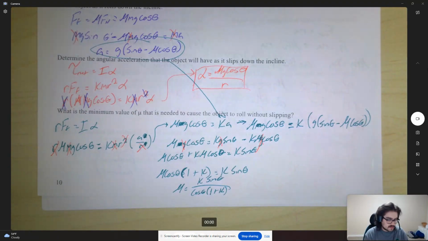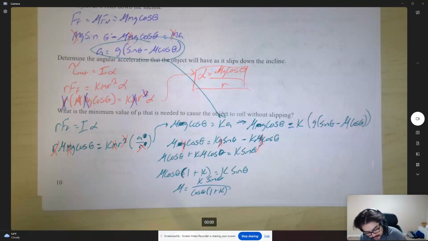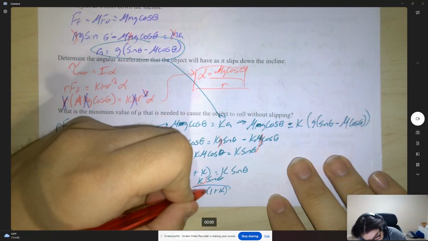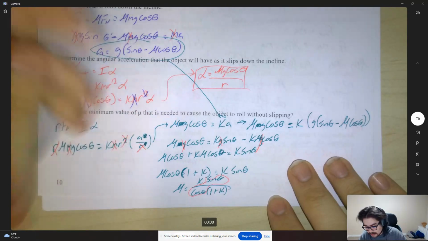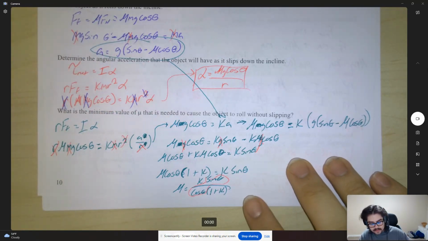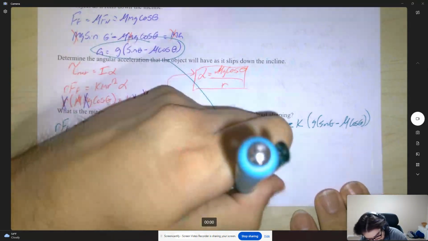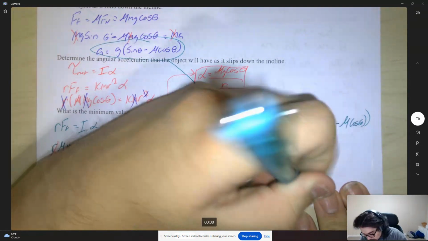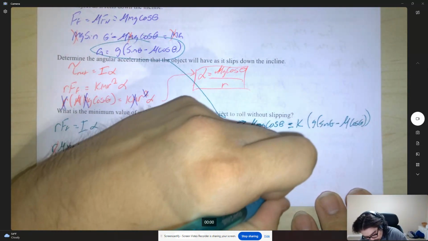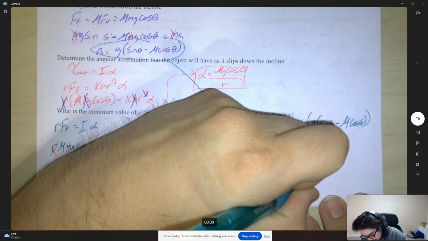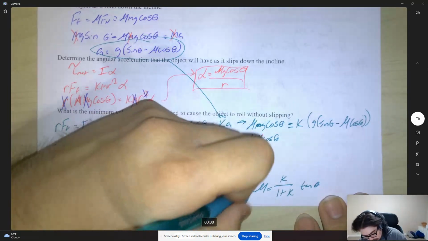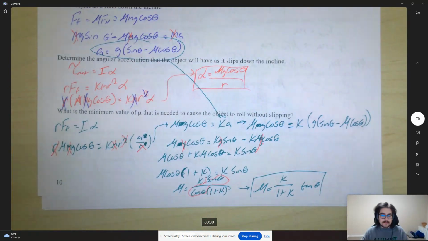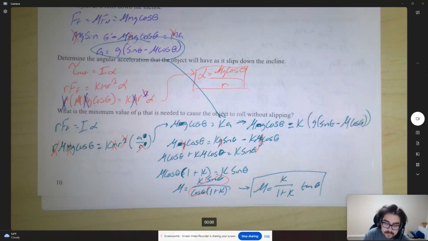And you'll notice, hopefully, that the sine and cosine on top of each other is tangent, and everything else can remain. So mu would be equal to k over 1 plus k times tangent theta. And that's the expression that you end up getting for the minimum value of mu.